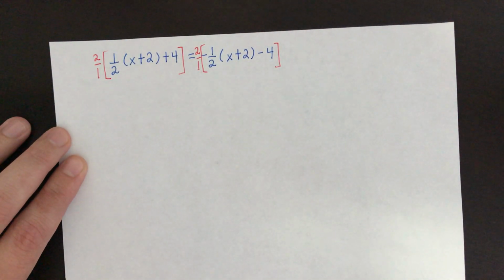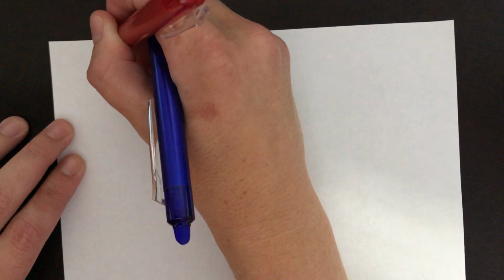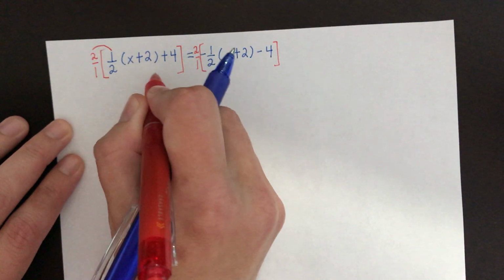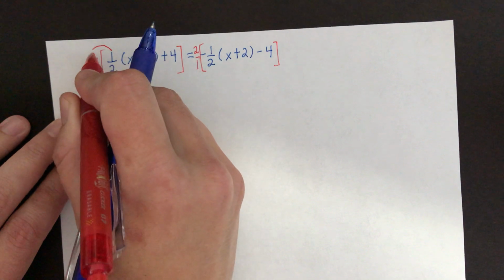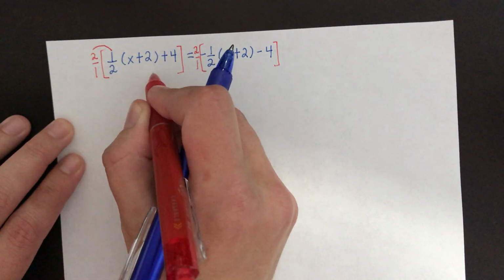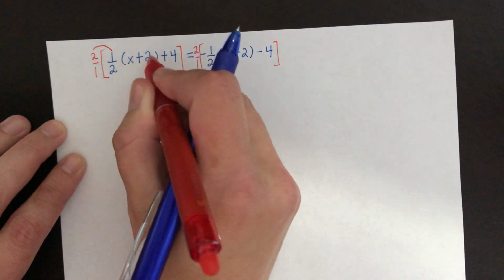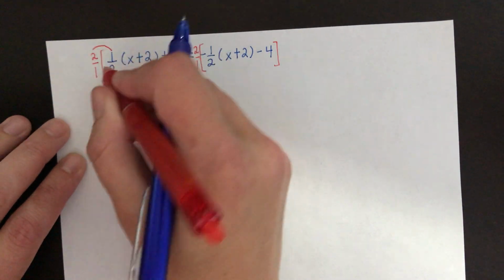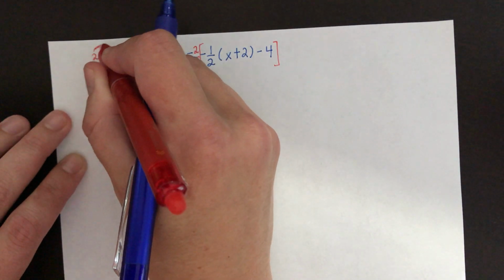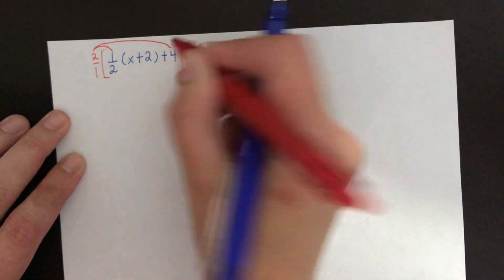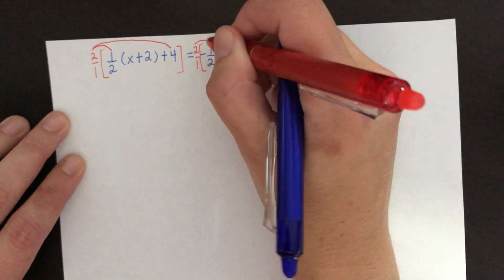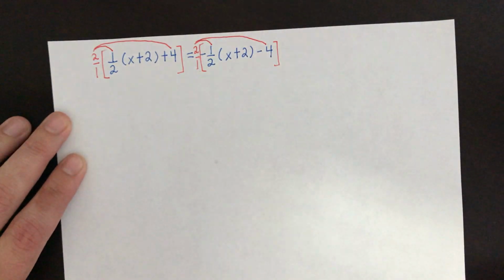But here's where you need to be careful. You need to be careful that you only distribute to this, because this whole thing is a term. So you only distribute to this term once. This is a term because these are glued together, and this is glued together with this parentheses. So you would only distribute here, and then you would distribute here to this second term. Same here, you would distribute here, and you would distribute here.